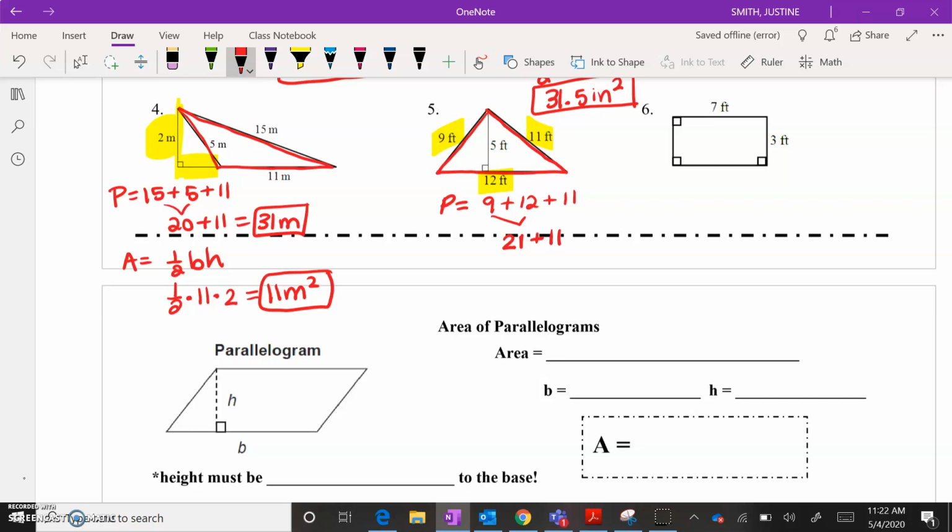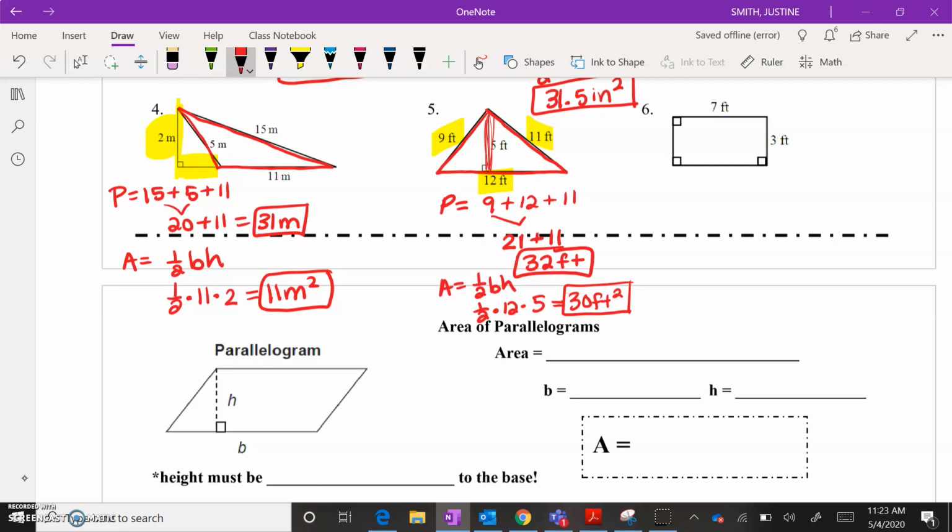So 21 plus 11 gives me 32 feet for my perimeter. Okay, so then again, for the area, we're doing 1/2 base times height. So 1/2, the base is 12. The height is what forms that 90-degree angle with the base, which is the 5. Okay, so 1/2 of 12 is 6. 6 times 5 is 30 feet squared. Okay, and again, make sure you're always putting the units squared for your area.